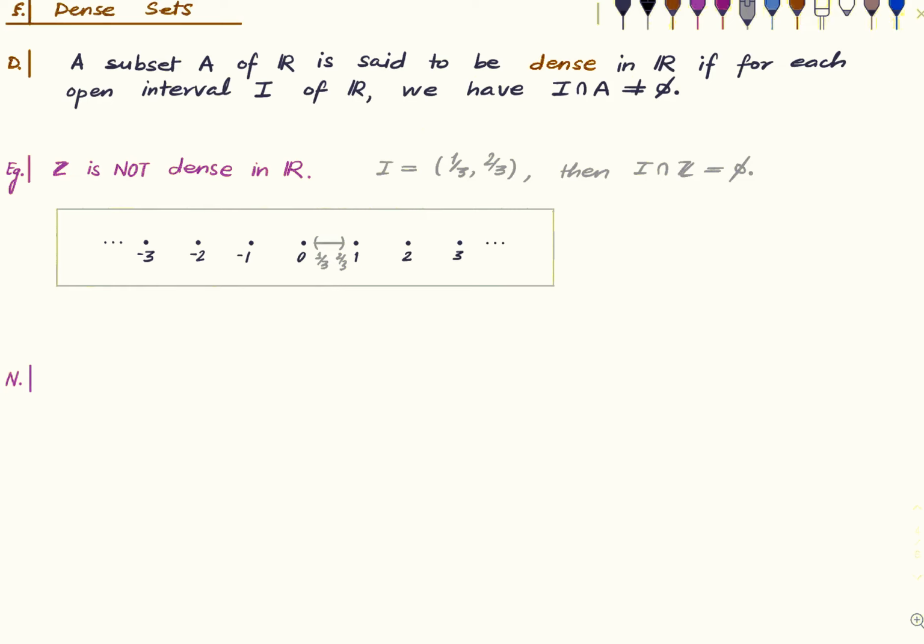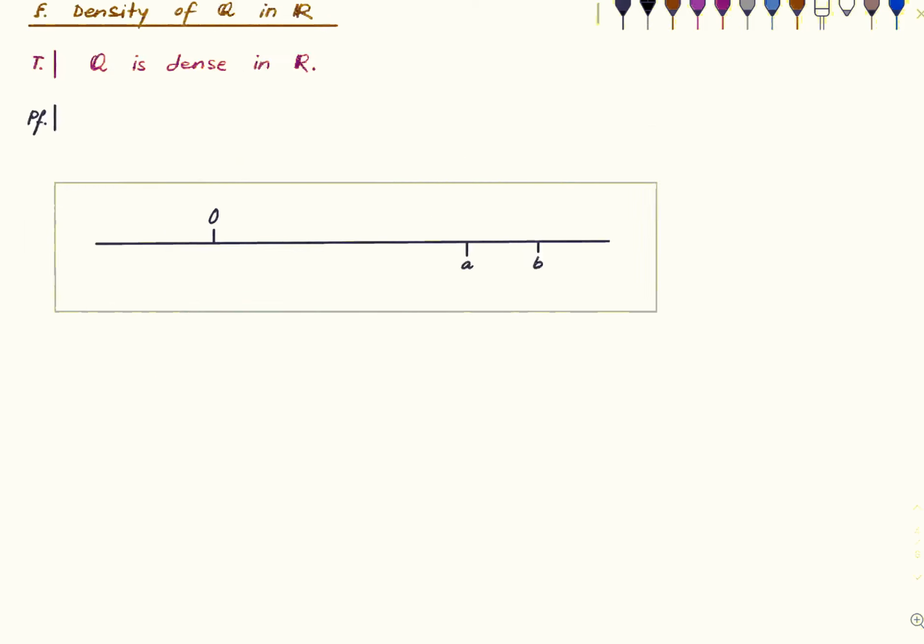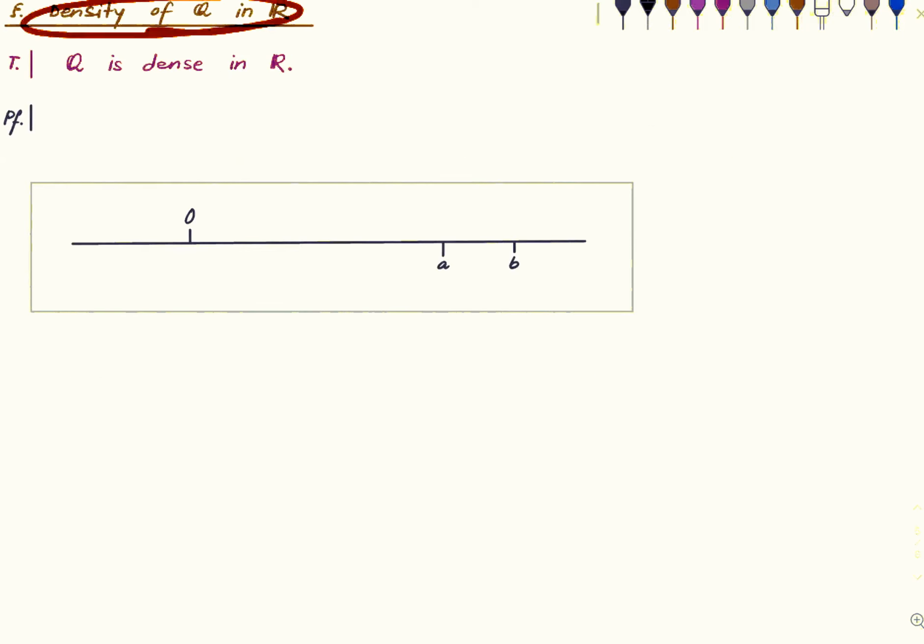And in fact, one can find many such open intervals. Alright, so it's a very simple example. And note that once we find a dense set, then every superset of it is also going to be dense. If every open interval intersects A, then every open interval will intersect any superset of A, trivially. So that's that. But now for the interesting part, the set of rationals is dense in reals.